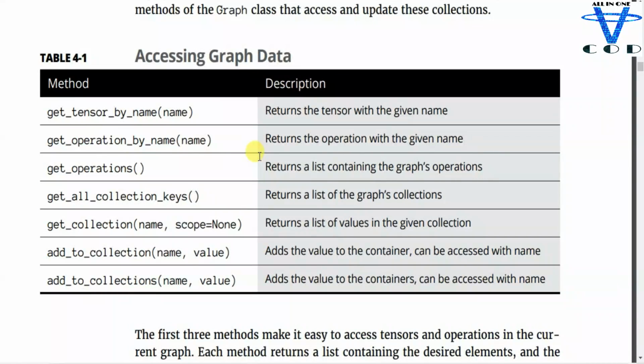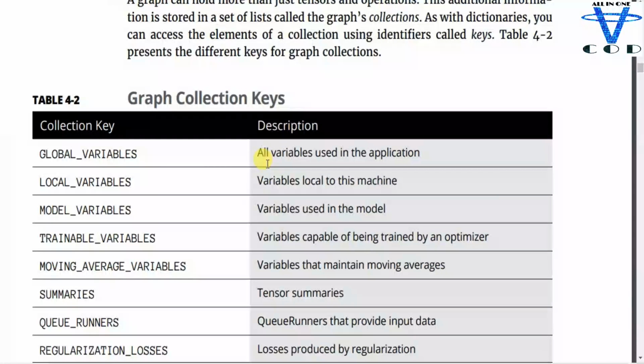Now in the previous video we saw get tensor by name, get operation by name, and get operations, these three methods, and we skipped all of these four methods. So first we are gonna see graph collection keys methods.